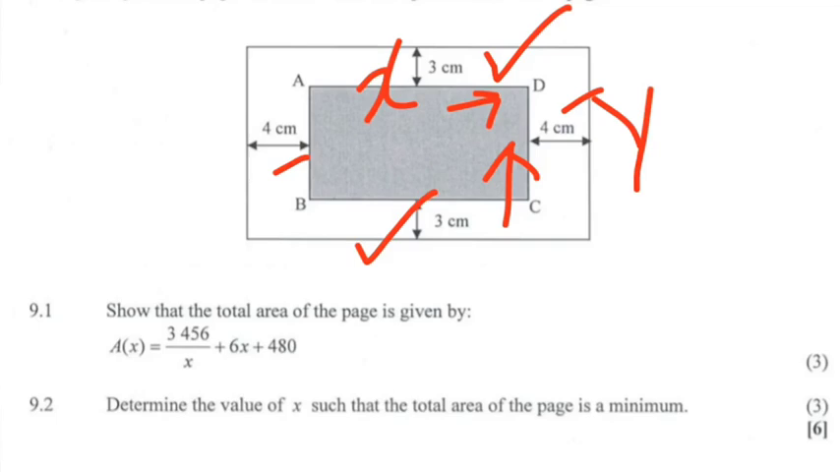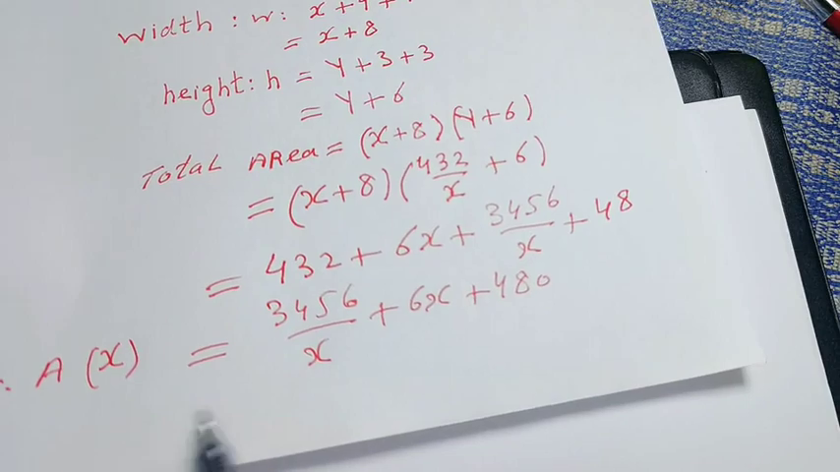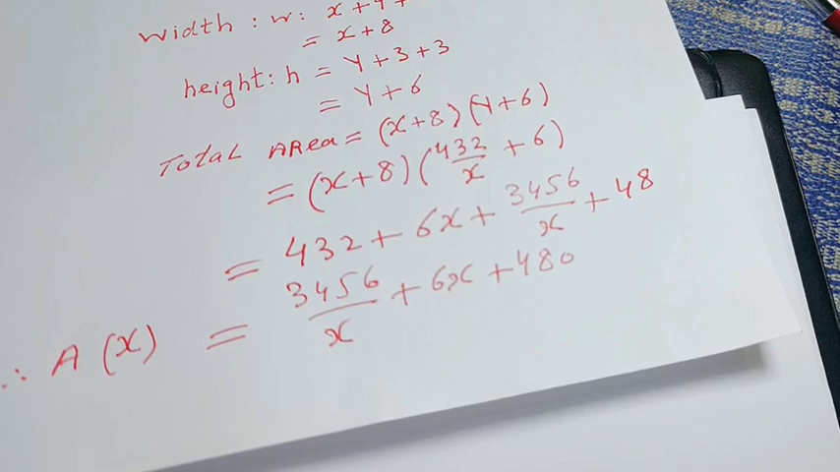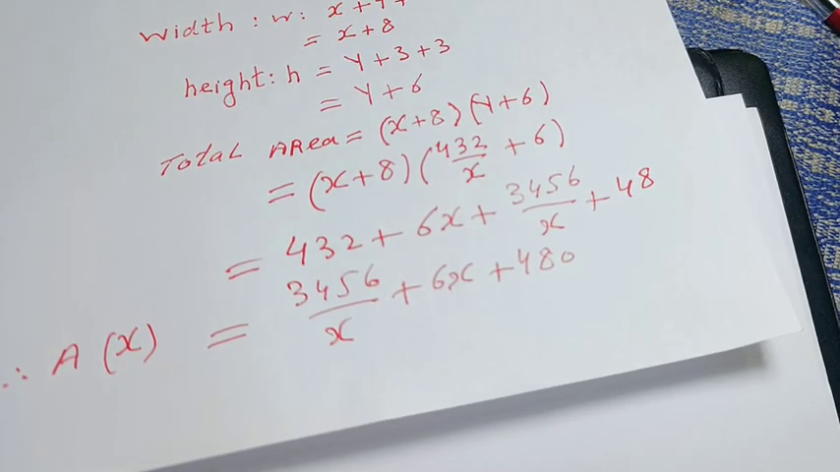So the second question says determine the value of x such that the total area of the page is a minimum. So we need to find the value of x. A of x we have, I'm going to rearrange this one. We're going to apply the first derivative. First derivative must be equal to 0, and we solve for x, and then we will find the minimum value of x, because he wants the minimum value of x, he doesn't want the minimum actual length. So then we will determine the value of x.